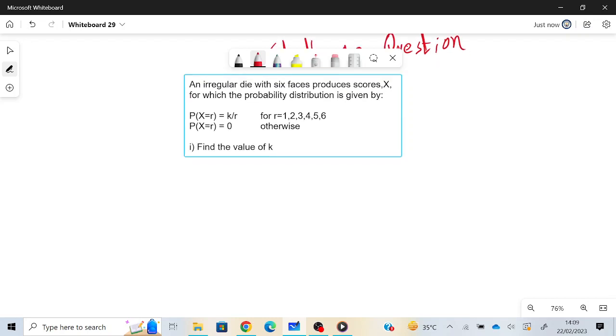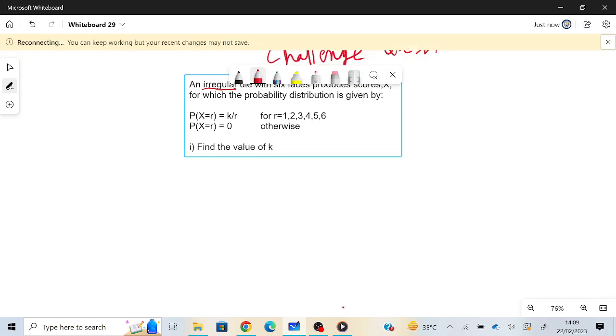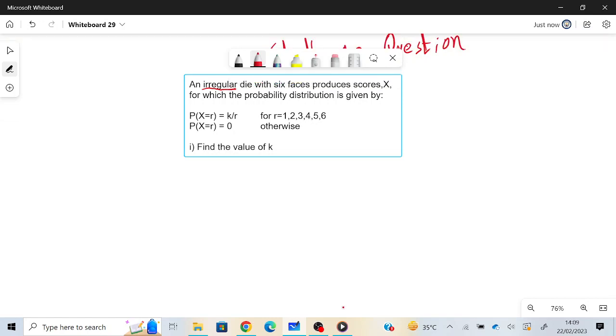So the question says an irregular die. First thing I'll say, it says that's an irregular die, meaning that the probability of landing a certain number is not the same. It's not constant among all the probabilities. It's a biased die.